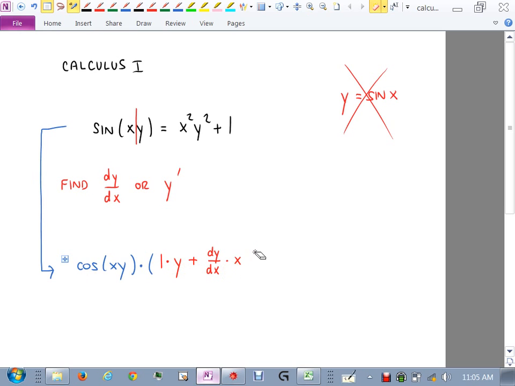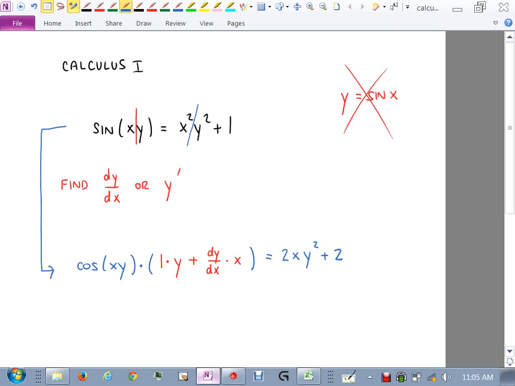And then we have the right side, which again, we have product rule here. So the derivative of x squared is 2x, right? And then y squared plus the derivative of y squared. Now this was kind of a tricky part maybe when you were first learning it. The derivative of y squared would be what?